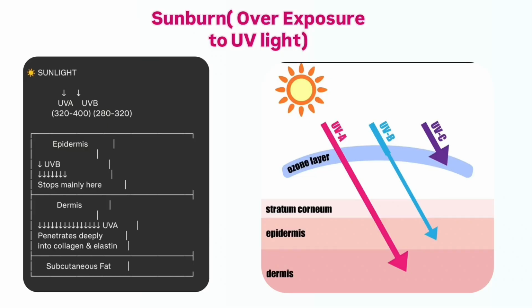First, we will discuss sunburns. It is caused by overexposure to UV light. As we all know, there are three types of UV rays: UVA, UVB and UVC, out of which UVA is most penetrating. It reaches up to the level of the dermis, while UVB reaches the stratum corneum and the epidermis. UVC is mostly absorbed by the ozone layer. So the maximum damage is caused by UVB and also UVA.